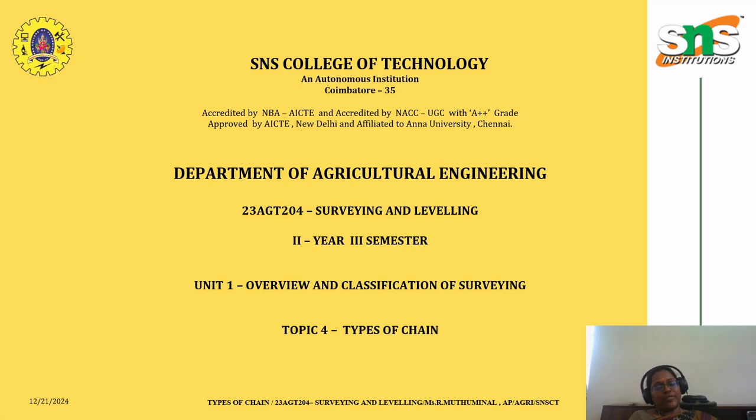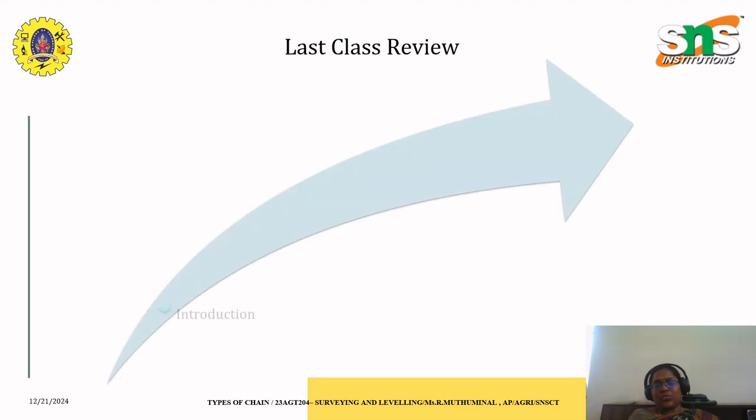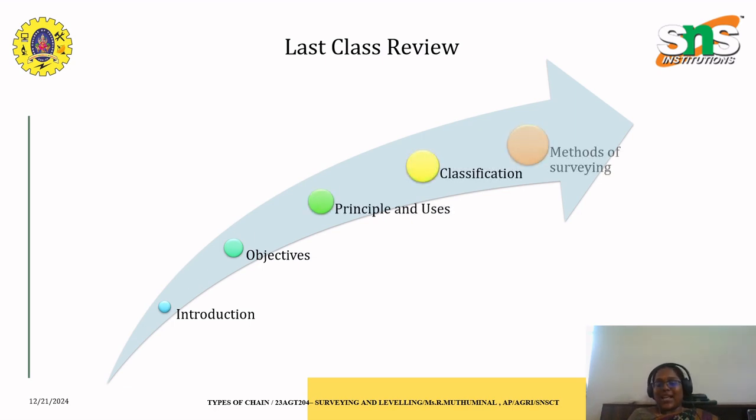Today we'll see the continuity of the previous lecture series, that is types of chain, that comes under the unit Overview and Classification of Surveying under the subject Surveying and Leveling for the students of second year, third semester. Let us have a small recap under last class review. What we have seen are the introduction, the objectives involved in surveying, the principles and uses involved in surveying, the classification, and the methods of surveying.